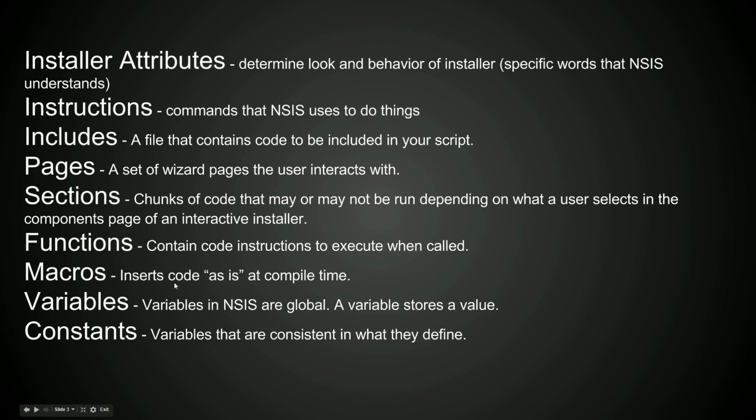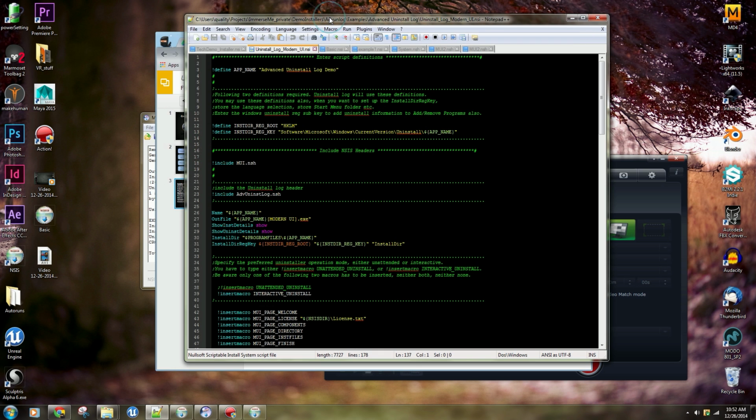For those that are unfamiliar with coding or scripting, a variable is basically just a word that is a reference to store a value. So one important thing to note is that variables inside this system are global. So what that means is that once you define a variable, you can use it wherever within your script. Don't worry about that if you don't know what that means. Just know that for the Nullsoft Scriptable Install System, when you declare a variable, you can use it anywhere.